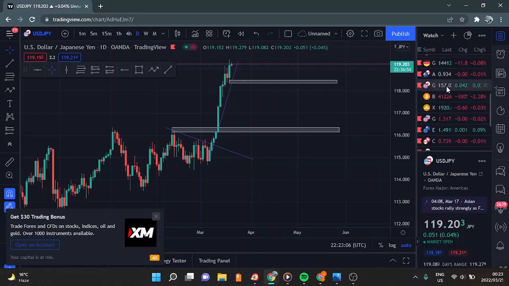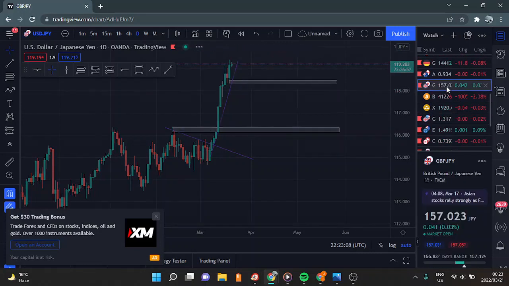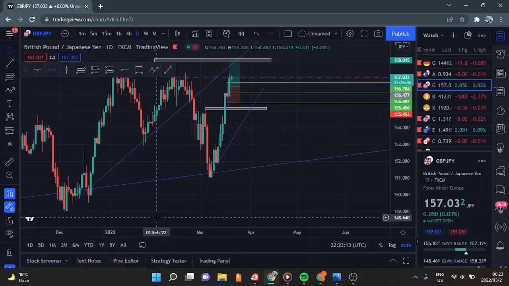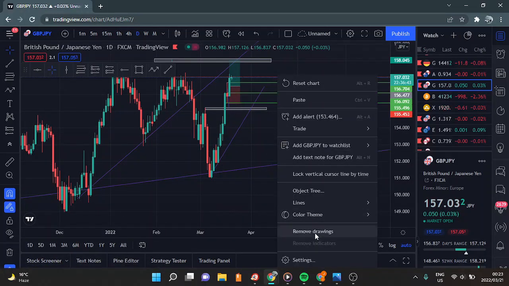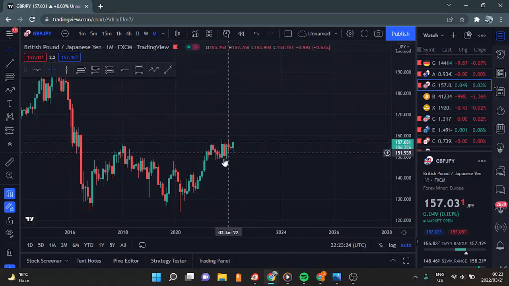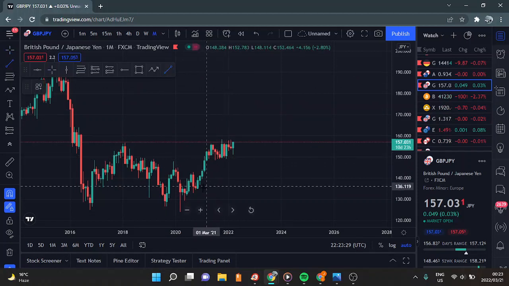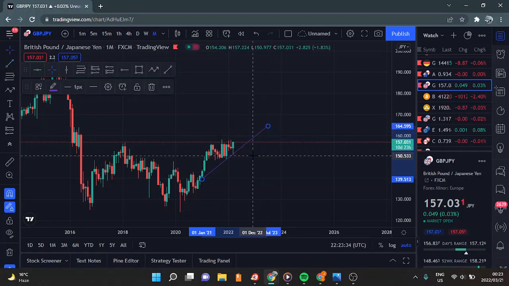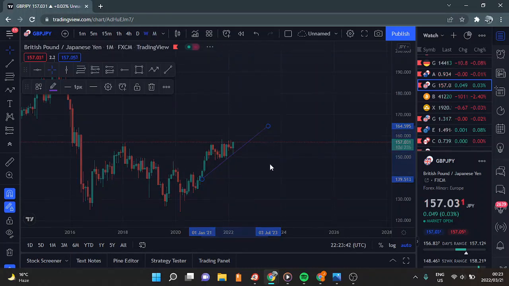Moving on to GBPJPY, guys. Always start on a clean chart. Every time, start on a clean chart in order for you to catch and see what the market is trying to tell you. So start by spotting the direction of the market, which is this. Market's moving to the upside on the GBPJPY. Market is bullish. Go down to the weekly.